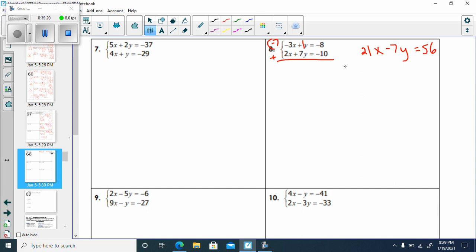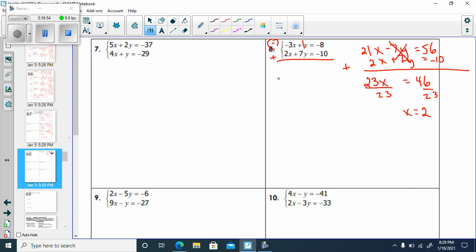Positive 56. Now, we've got 2x plus 7y equals -10. 21x plus 2x is 23x. -7y plus positive 7y is 0. 56 plus -10 is 46. Okay, let's divide both sides by 23, and x is equal to, let's see, 46 divided by 23 is simply 2.